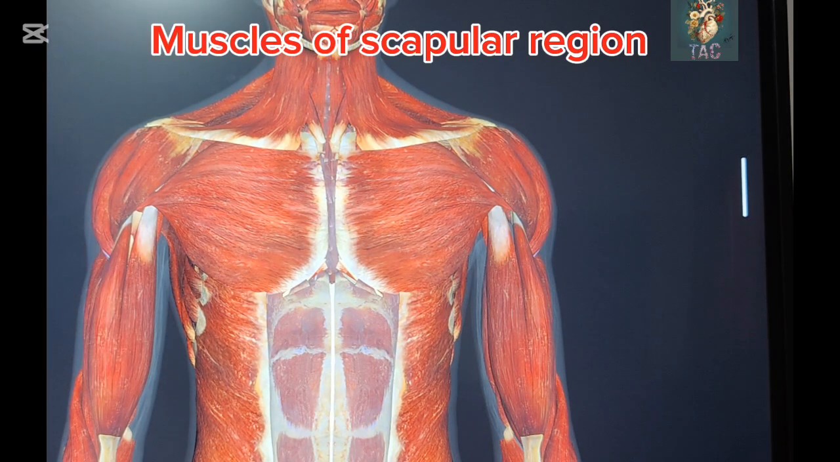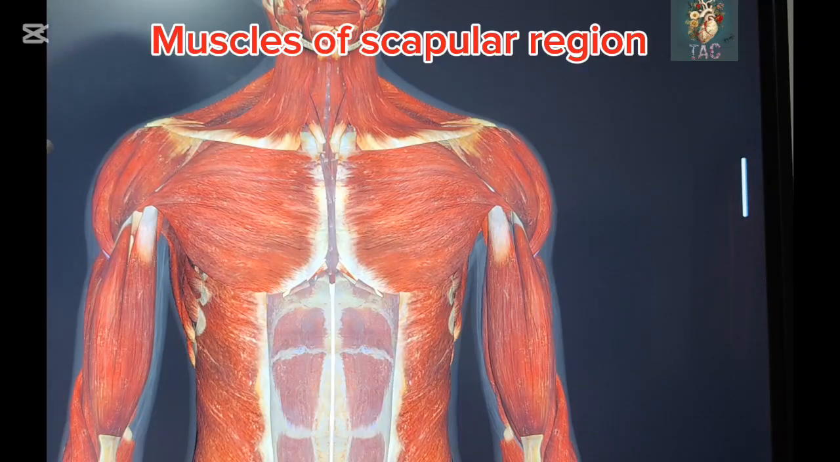In today's class I am going to discuss with you the muscles of the scapular region. There are 6 muscles of the scapular region, and these 6 muscles are the deltoid, the supraspinatus, the infraspinatus, teres minor, teres major, and the subscapularis. So these are the different muscles.